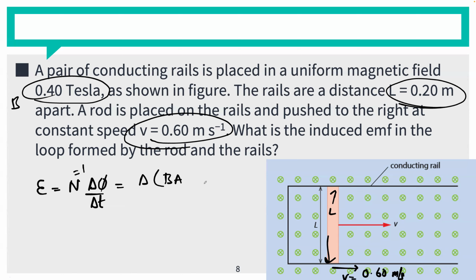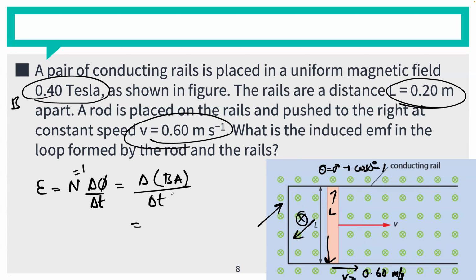BA cos theta. Since the magnetic field lines are perpendicular to the loop, the magnetic field lines are going into the page. If the magnetic field lines are perpendicular to the loop, means magnetic field lines are parallel to the normal. We measure the angle with respect to the normal, but not with the loop. So when theta is 0 degree, cos 0 will be 1. So that is also ignored. That means delta BA by delta T.